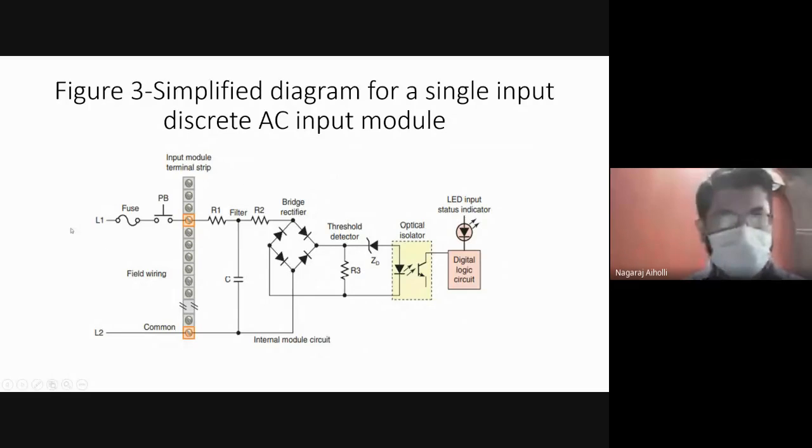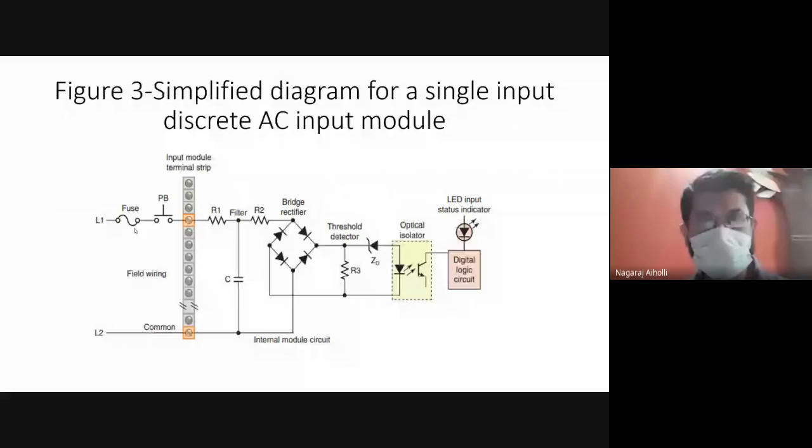Here we are applying the input voltage to the line terminals L1 and L2. From there it is applied to the fuse. Can you recollect, friends, what is a fuse? You have studied it earlier in your first year. Are you able to remember what a fuse is?